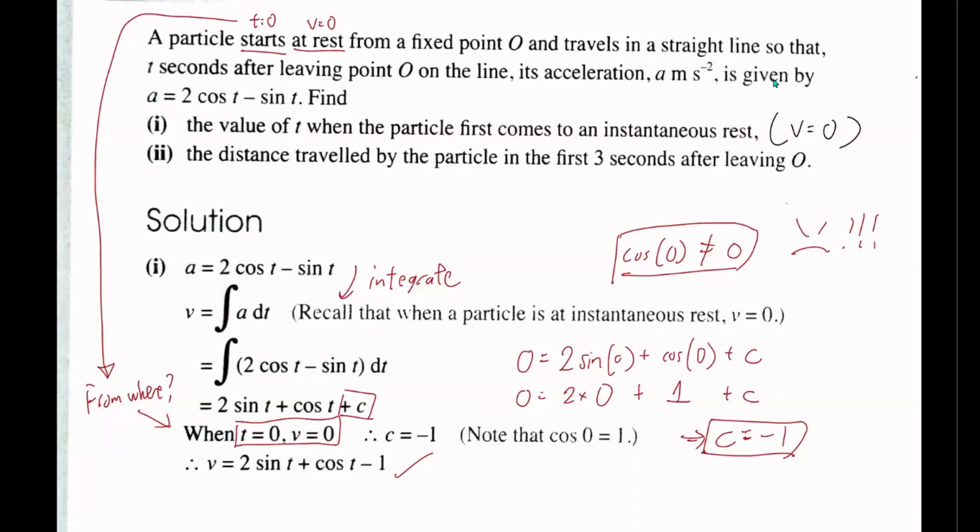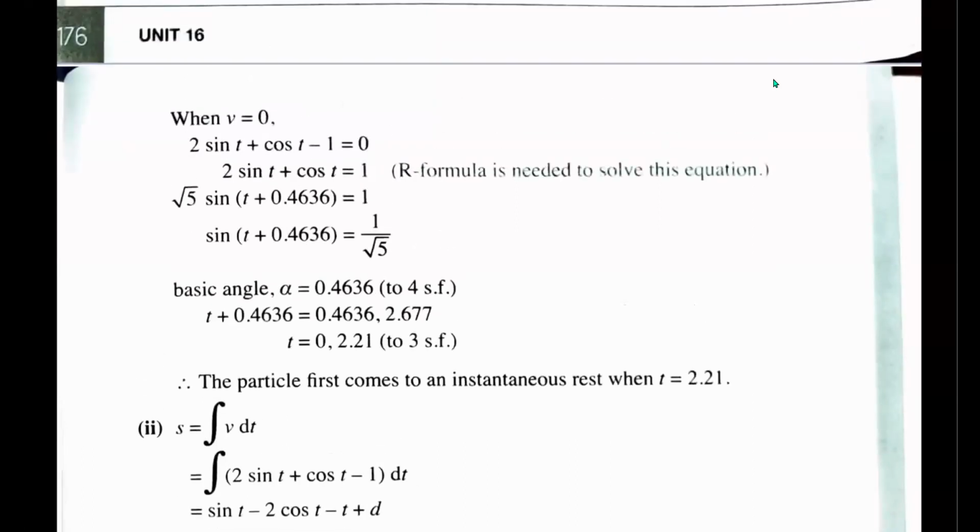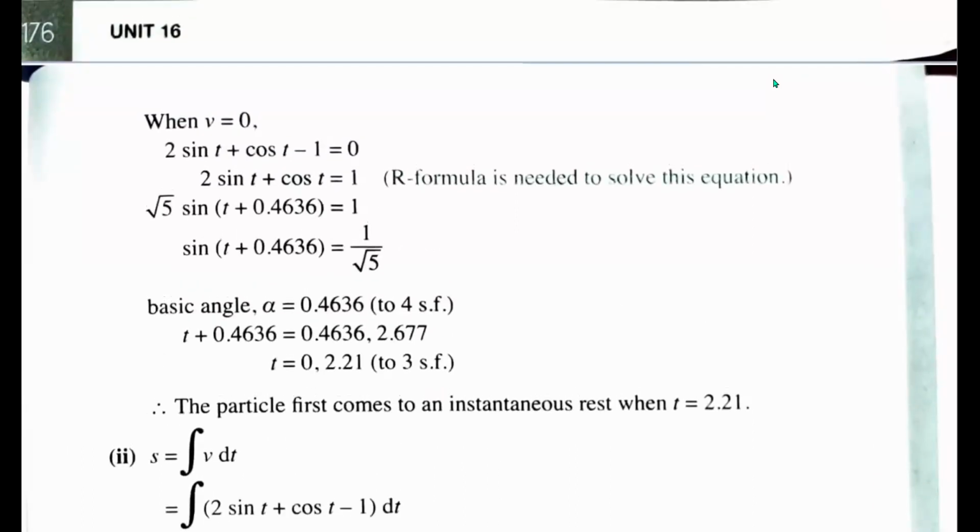Are we done? No. Part 1 says what? Value of t. So you're trying to solve for t when v equals 0. So we are not done yet. Next line, v equals 0. Oh, is it not shown? I added an extra page. Wait a minute. Okay, so when v equals 0, recall the function v is 2 sine t plus cos t with c equals -1. Equate it to 0, then you solve for t.